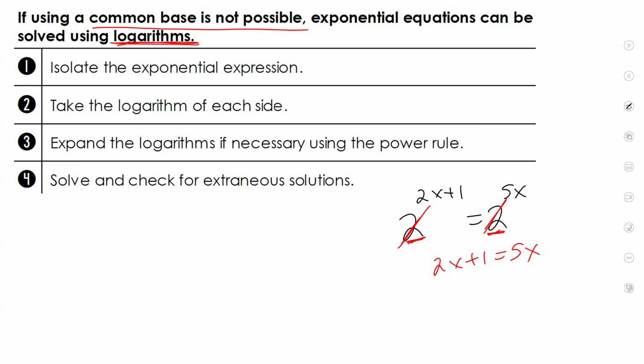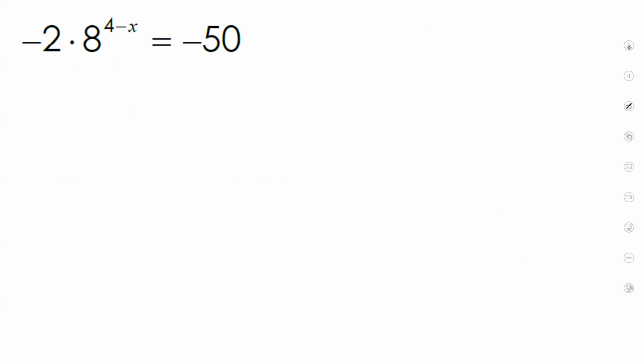So the first step is to isolate the exponential expression. So let's look at the first example. This is my expression right here. Here's your base with its exponent. We want to isolate this part. So what I'm going to do first is divide both sides by -2. Now my base along with its exponent is by itself. It's equal to 25. So that's your first step, is to get that part isolated, your exponential part isolated.